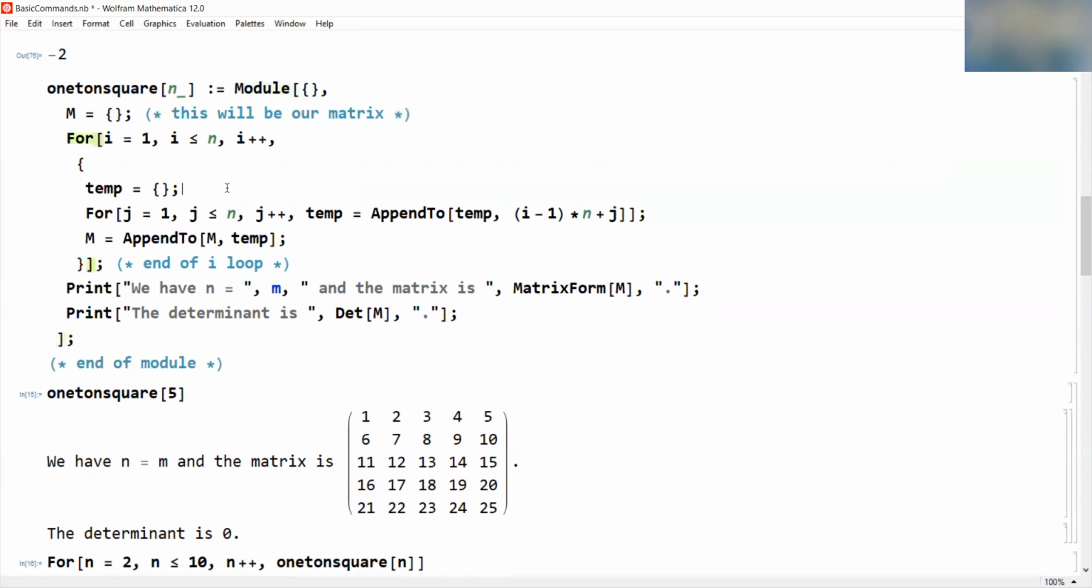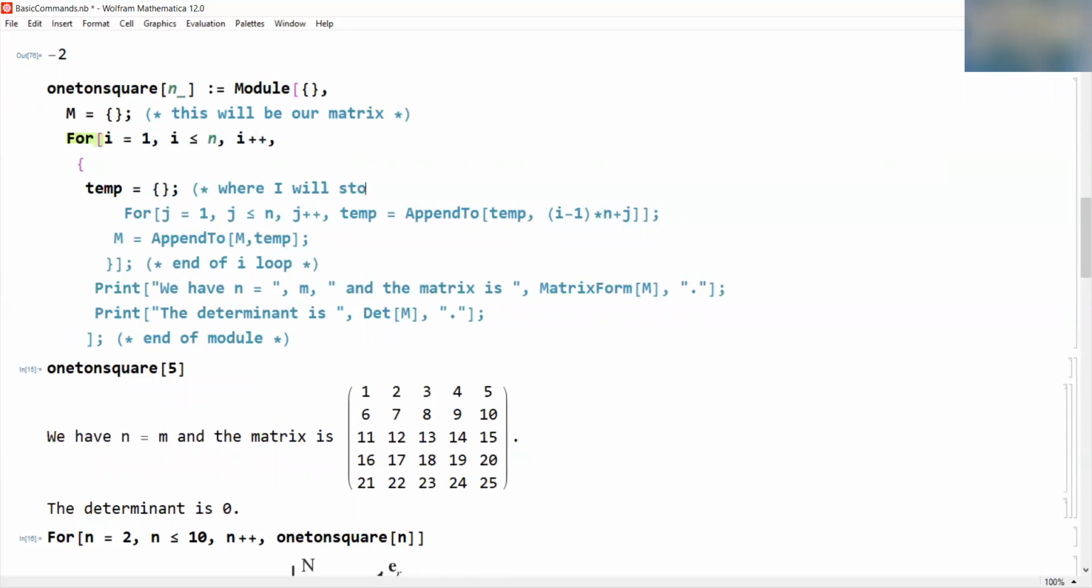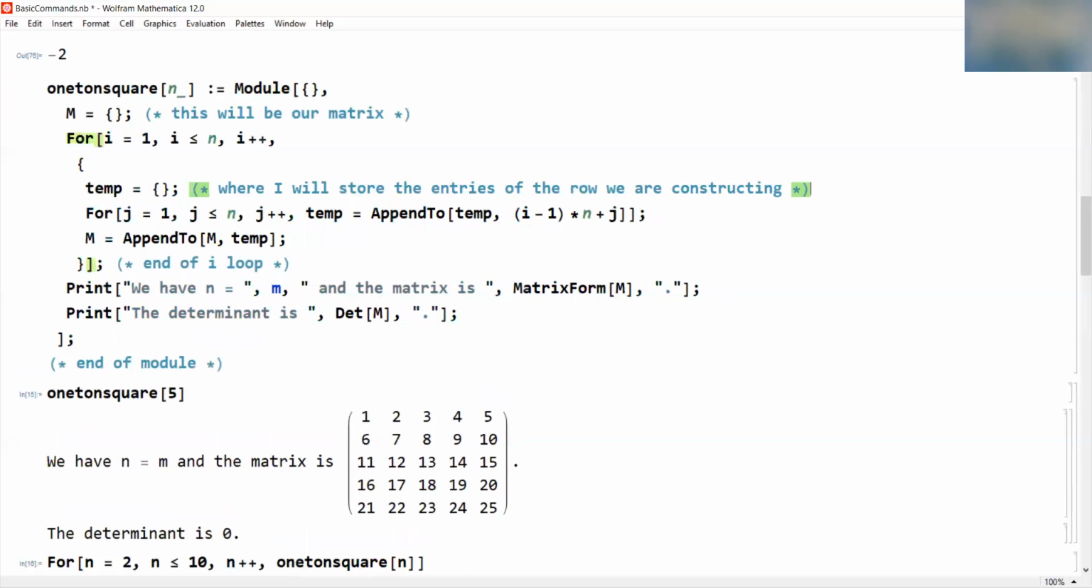So temp is where I will store the entries of the row we are constructing. And then for j equals 1, j less than or equal to n, j plus plus, the plus plus means j equals j plus 1. Every time we go through this, we increment j by 1. Most loops, you turn out to increment things by 1, or what's the opposite of increment? Decrement things by 1. So how would you do decrement by 1? Minus, minus. Depending on if you want to count up or count down. I like to count up. So j goes from 1 to n.